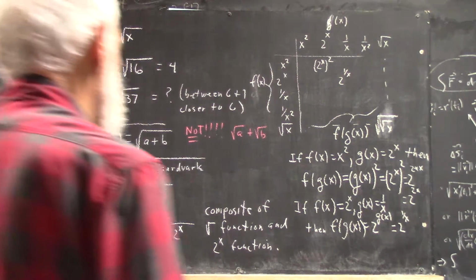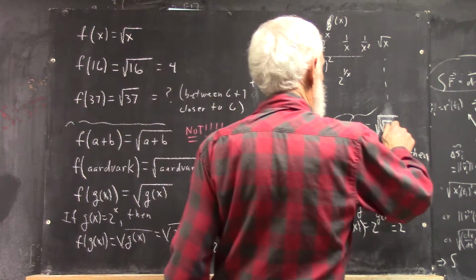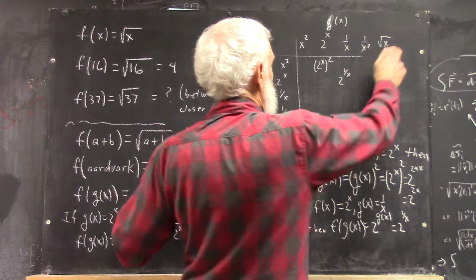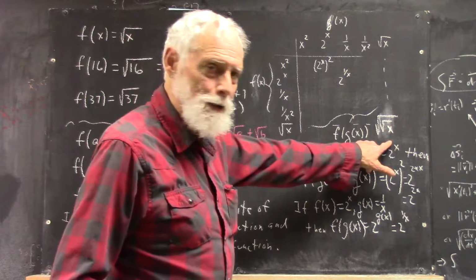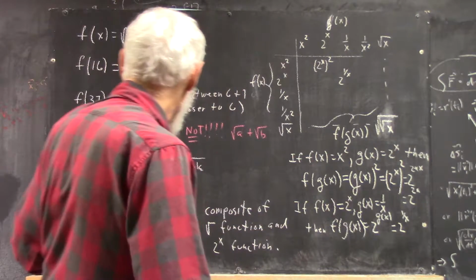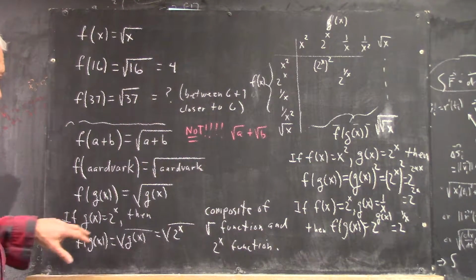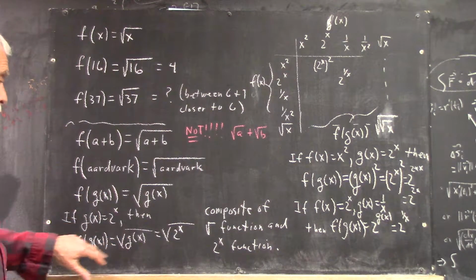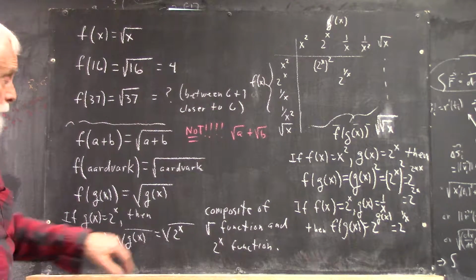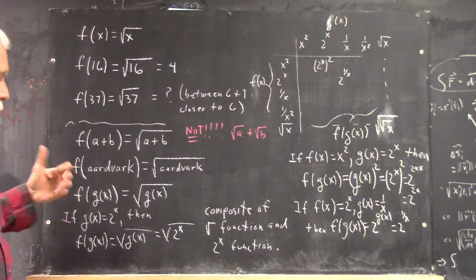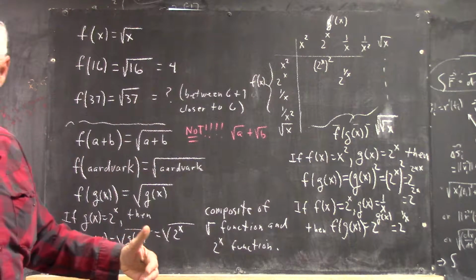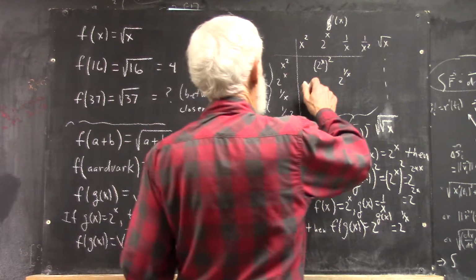And I did a careless bonehead thing here. When I put the square root of x here and the square root of x here, then I took this function and put it here, but that's not what it is. This is a composite where f of x is the square root of x and g of x is 2 to the x, right? So that goes here.